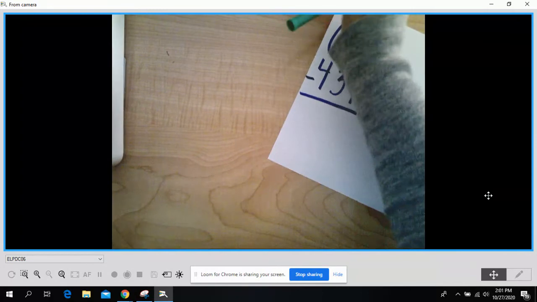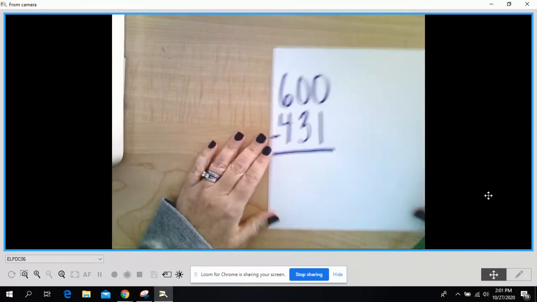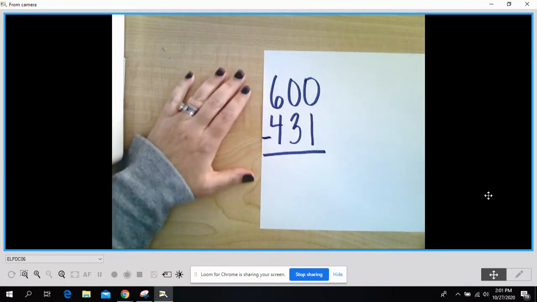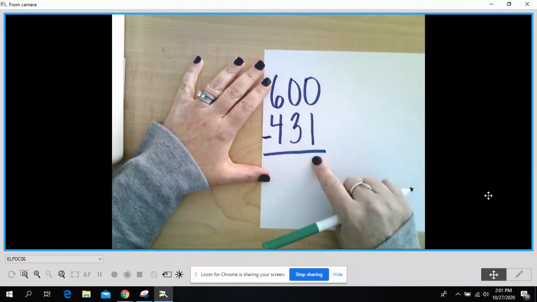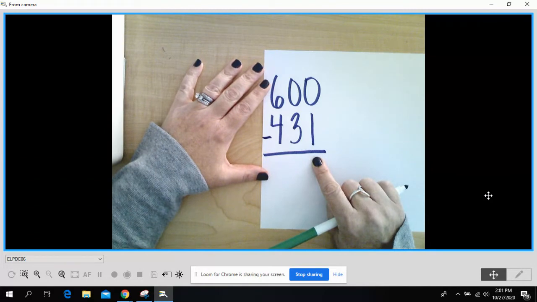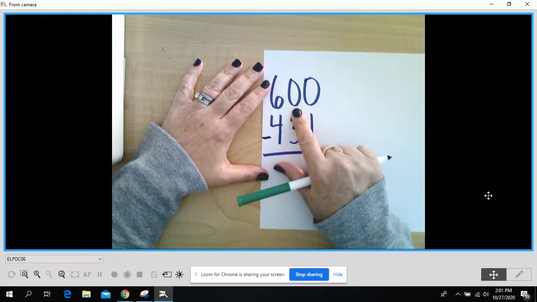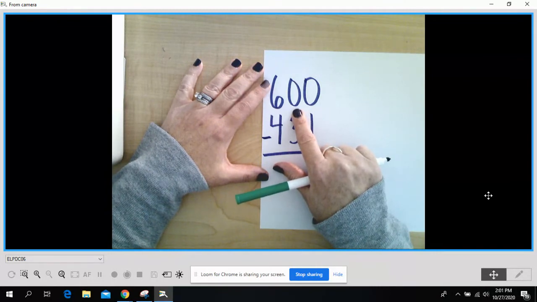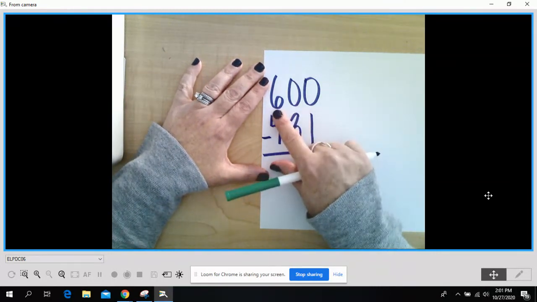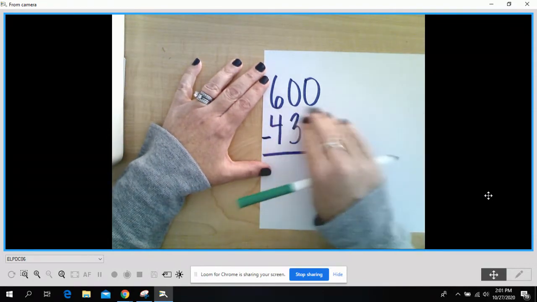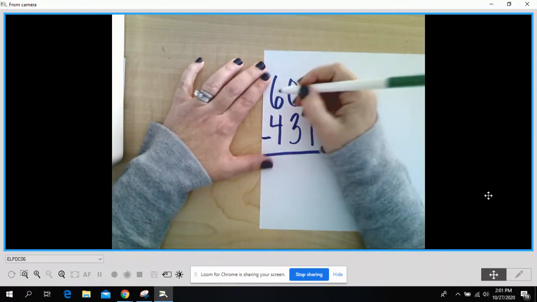I'm going to switch out my papers. We'll solve it the regular way first, and then we'll talk about it a little more in depth. So I've got 600 minus 431. 0 minus 1 is where I'm getting started in my ones place. That's not enough. So I go to my tens place. I have another 0. It's still not enough. I have to go to my hundreds place, and that's finally where I have something, where I'm going to do all my regrouping first before I do my subtraction.